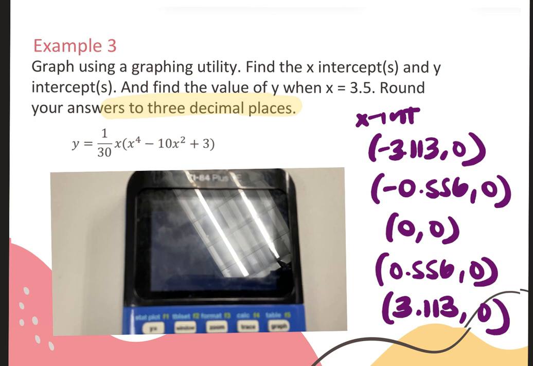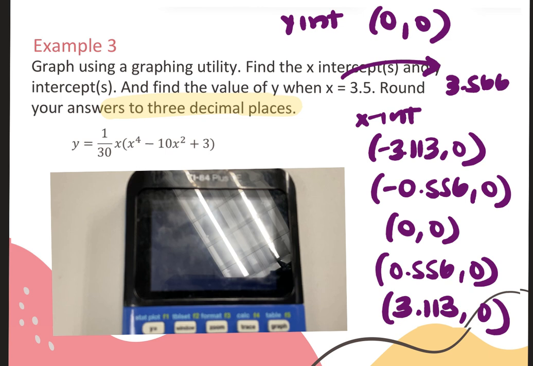If it said zeros, you could just list them, like all the x values. If it said solutions, you could just list them. Intercepts are typically in coordinate point form, okay? Then your y-intercept, 0, 0. And the value of y when x equals 3.5 was just, what was it? 3.566.